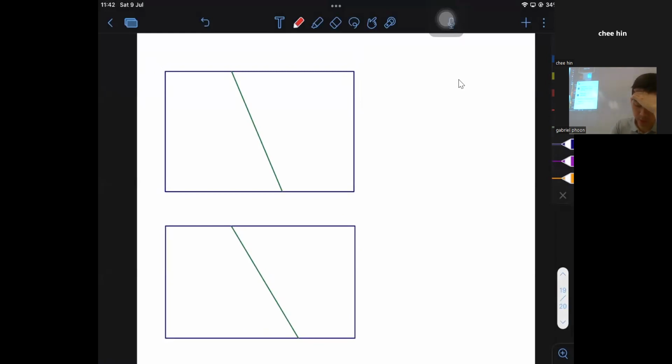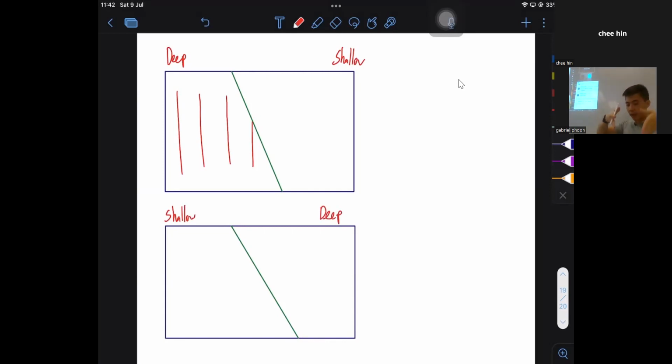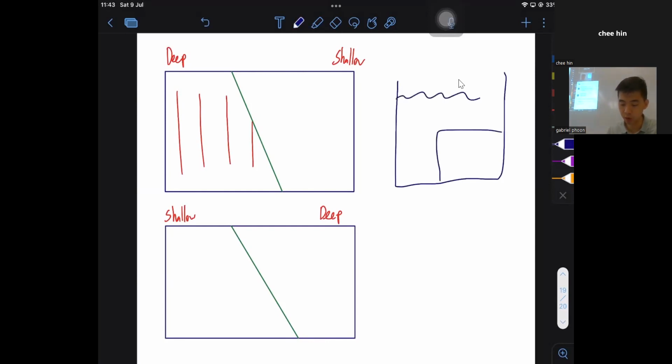Then right now we draw the wavefronts. So let's start off easy first. I'll say that this is deep and this is the shallow region. And this will be the shallow region. This is the deep region. Let's imagine right now we are looking from the top view. The side view of this will look something like this here, okay? This will be the deep region and this will be the shallow region, and we're looking from this point of view.